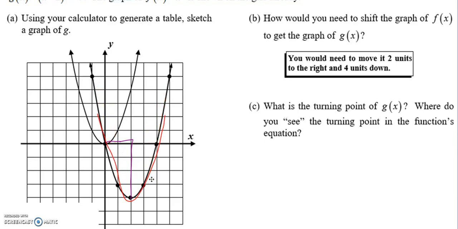All right, now what is the turning point of g of x? Where do you see the turning point in the function's equation? So look at the turning point of g of x, and then look at the equation of g of x, and do you see some type of relationship? So hit pause and answer that now.